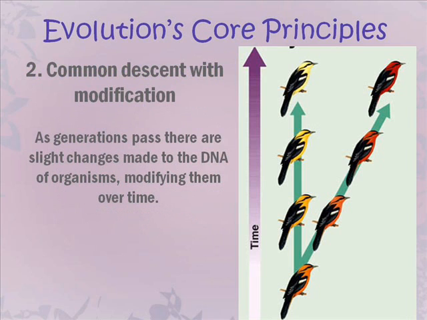The second core principle for evolution that you need to understand is the idea that there's such a thing as common descent with modification. So this just means that as generations pass, as you move through time, there are slight changes made to the DNA of organisms, and that modifies them. This picture is a perfect example of this. So there at the bottom, at the beginning of this time scale, whatever it is, you've got an orange bird. And as generations pass, the color of the bird changes and changes a little more and a little more, and eventually you end up with two different species, but they came from a common ancestor.